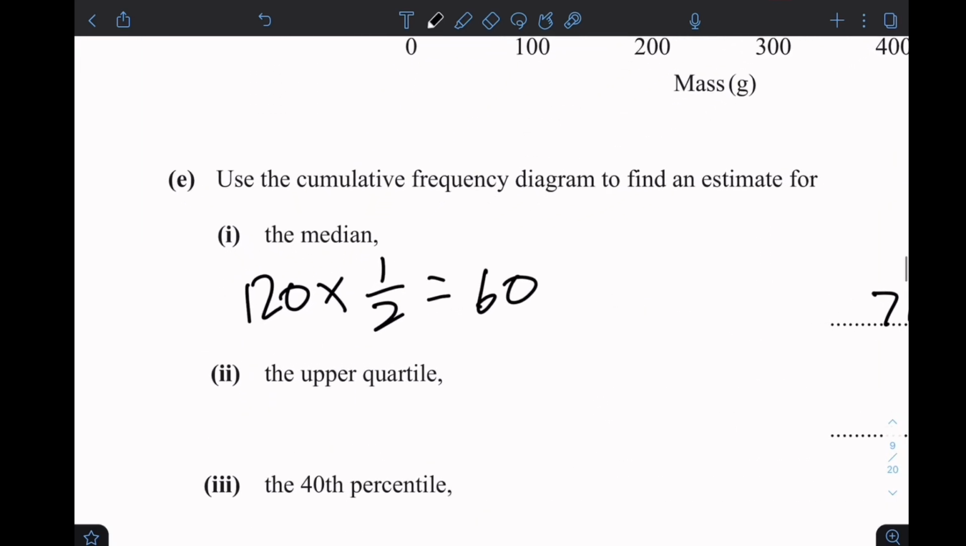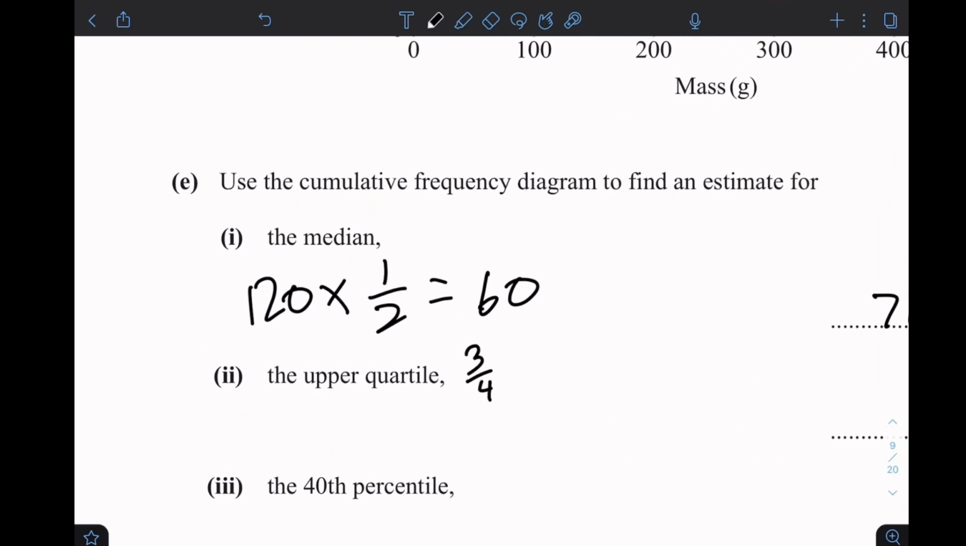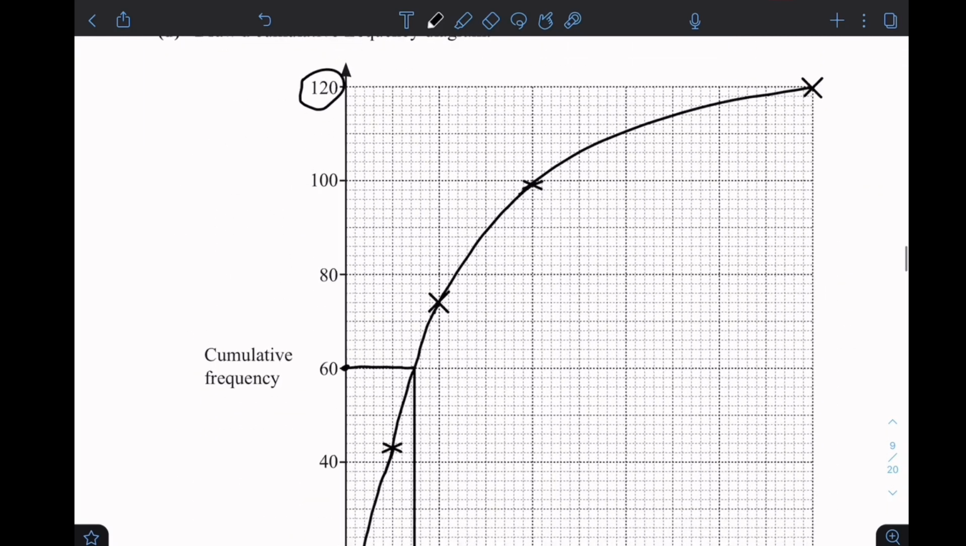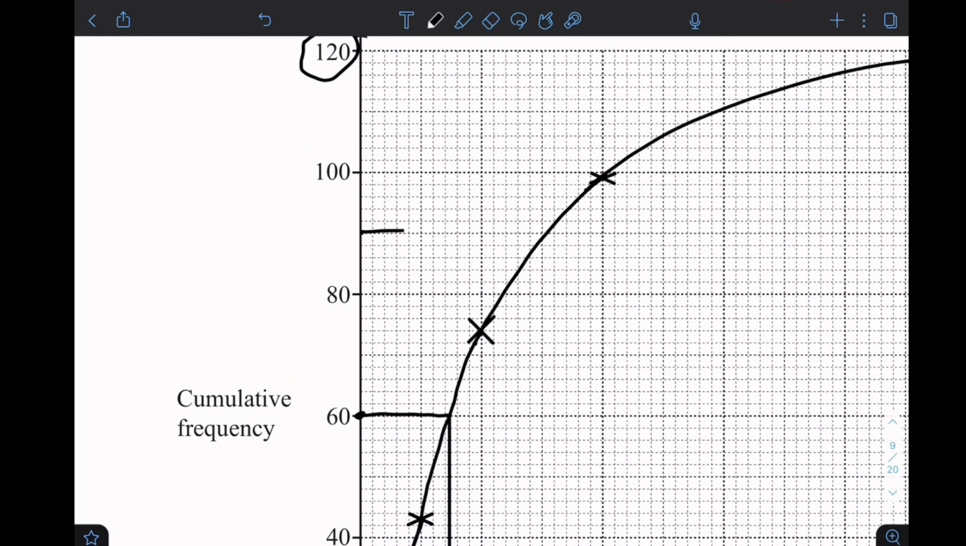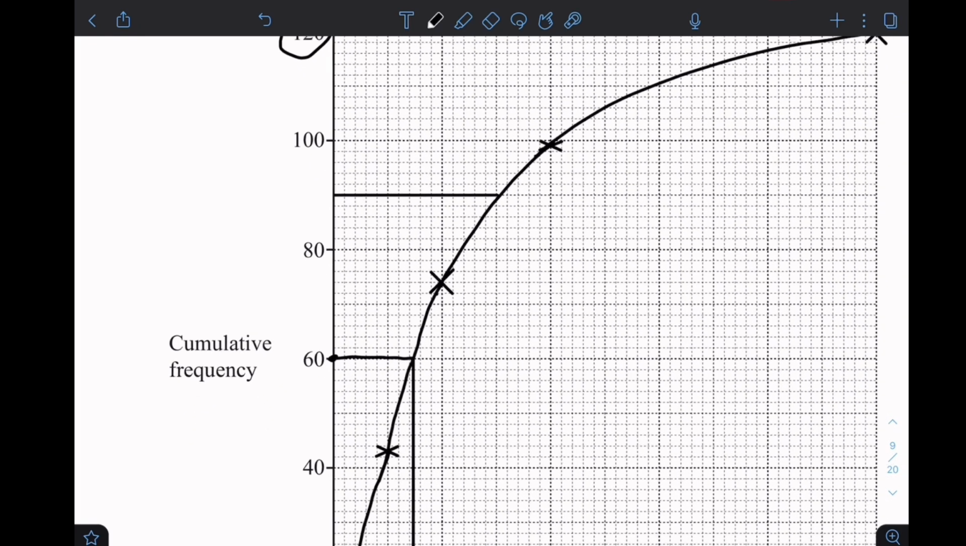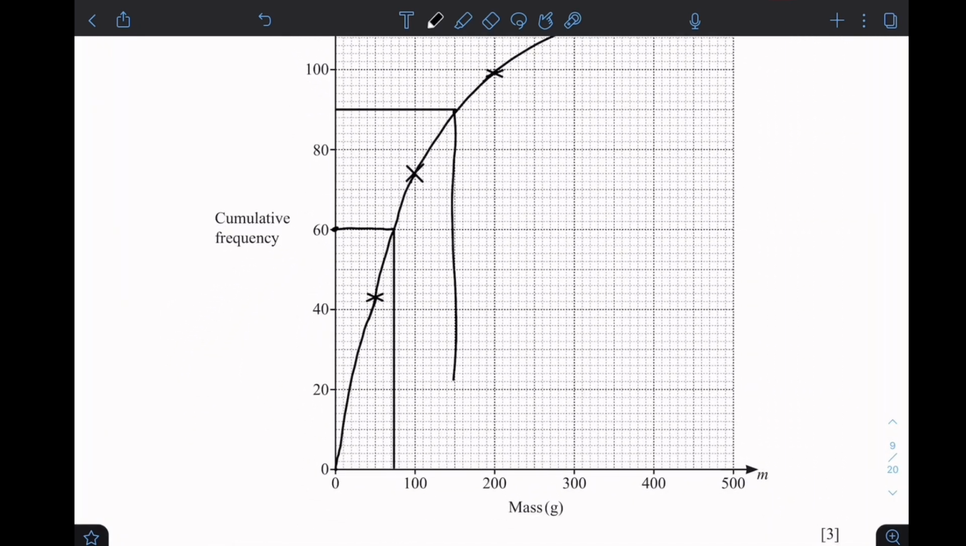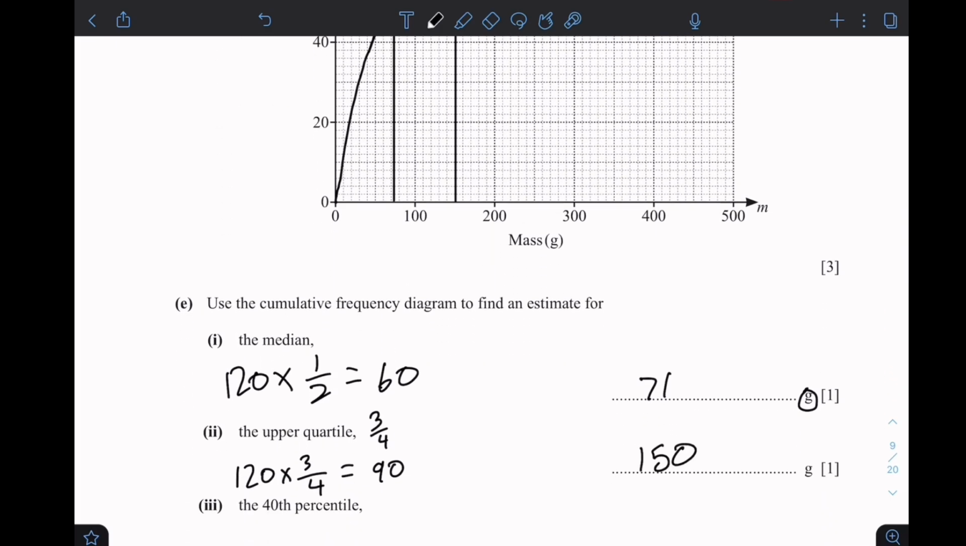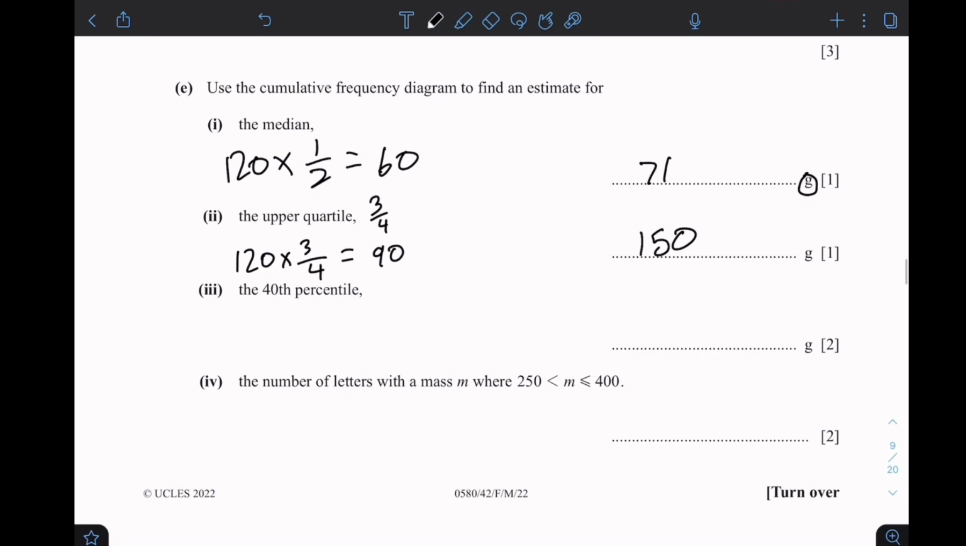So now upper quartile, which is 3 upon 4. So you do 120 multiplied by 3 divided by 4, which is equal to 90. And in this case, 90 is over here. So 90 should be approximately 150, okay? 150 grams.